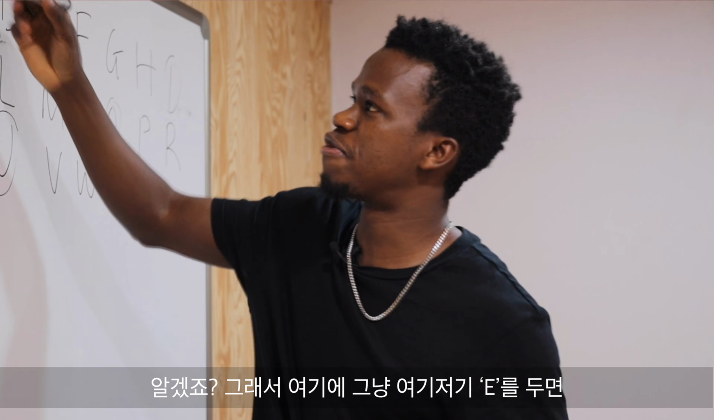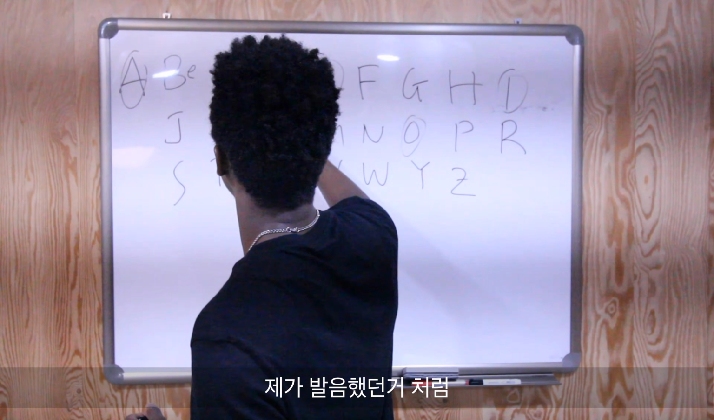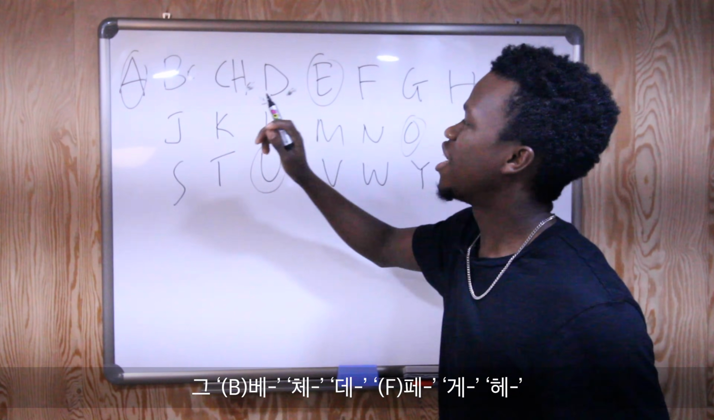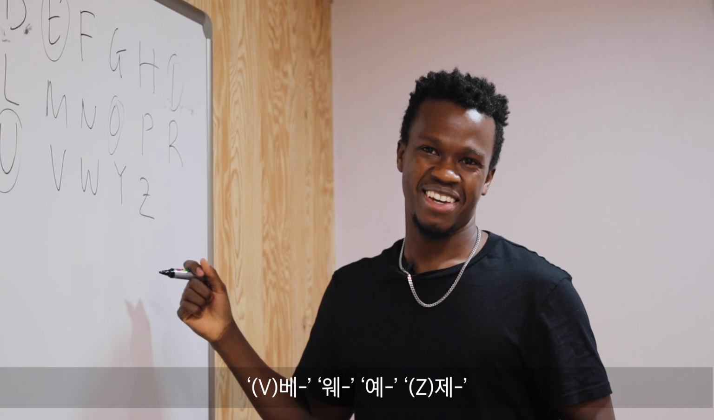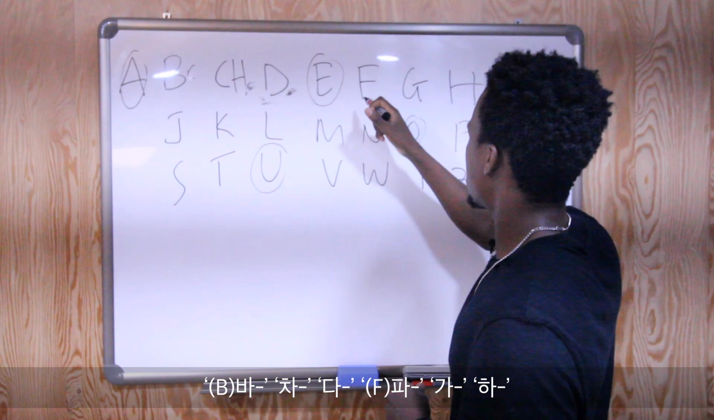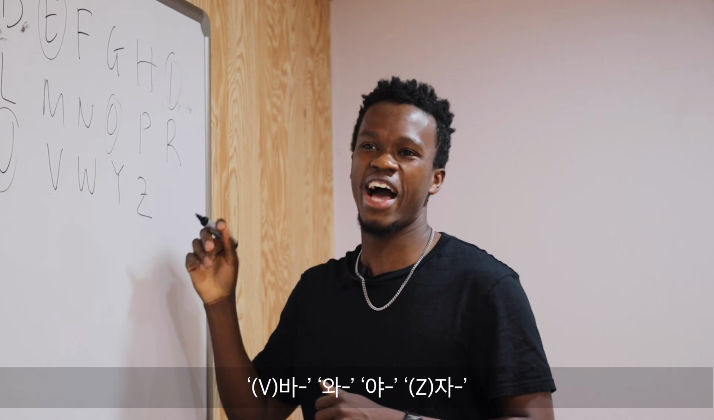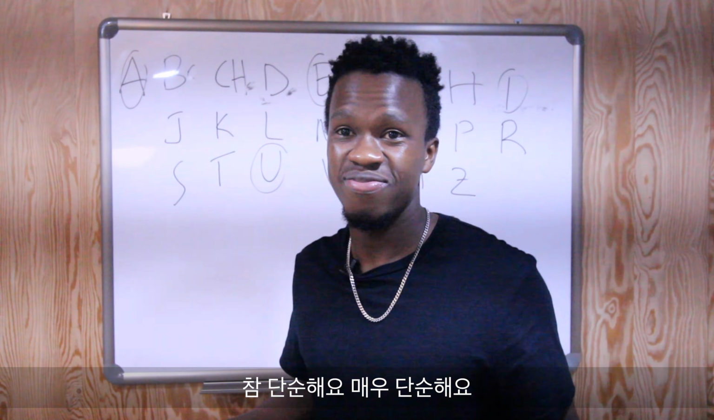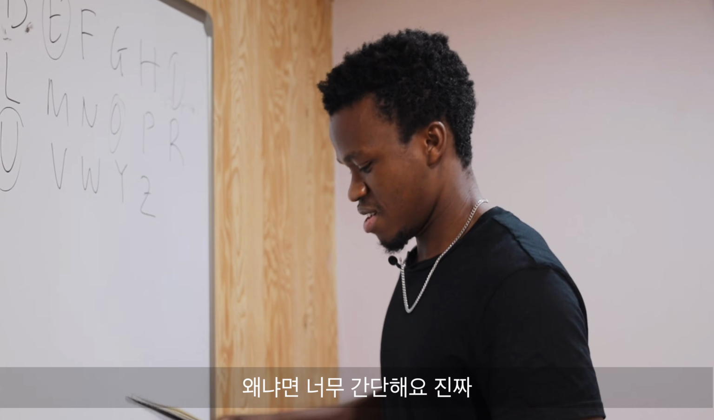All right, and so if I just put E everywhere, I'm pronouncing it like B, C, D, F, G, H, J, K, L, M, N, P, R, S, T, V, W, Y, Z. Or I can put A and it will be Ba, Cha, Da, Fa, Ga, Ha, Ja, Ka, La, Ma, Na, Pa, Ra, Sa, Ta, Va, Wa, Ya, Za. So those are the Swahili alphabet. It's very simple. So I'll just move on with the Swahili alphabet because it's very simple.